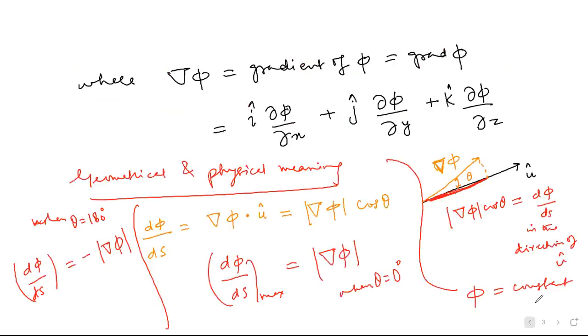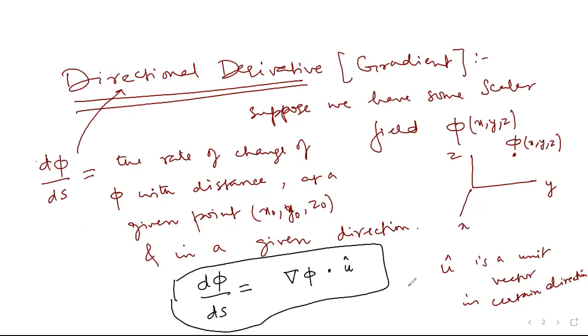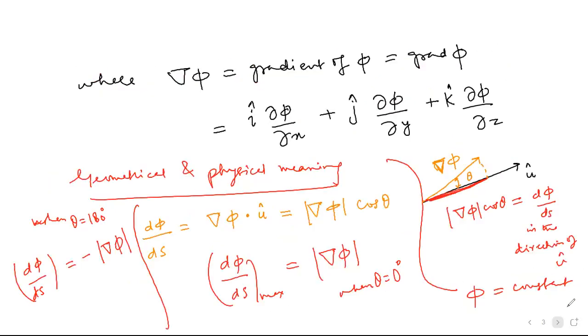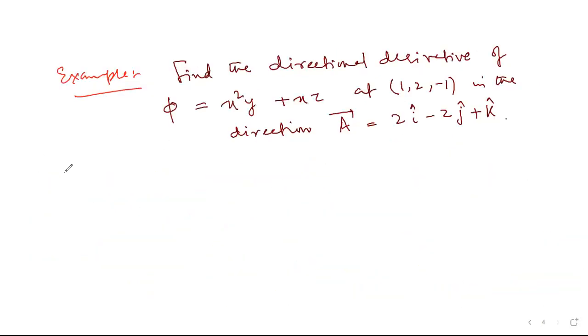So let us move to the recipe. What is the recipe? First I have to find the unit vector in the direction of vector A. Then I have to dot that with del phi, for which I have to find the partial derivatives of phi. And then I have to do the dot product. So let us do the solution. Let me use another color, this one.